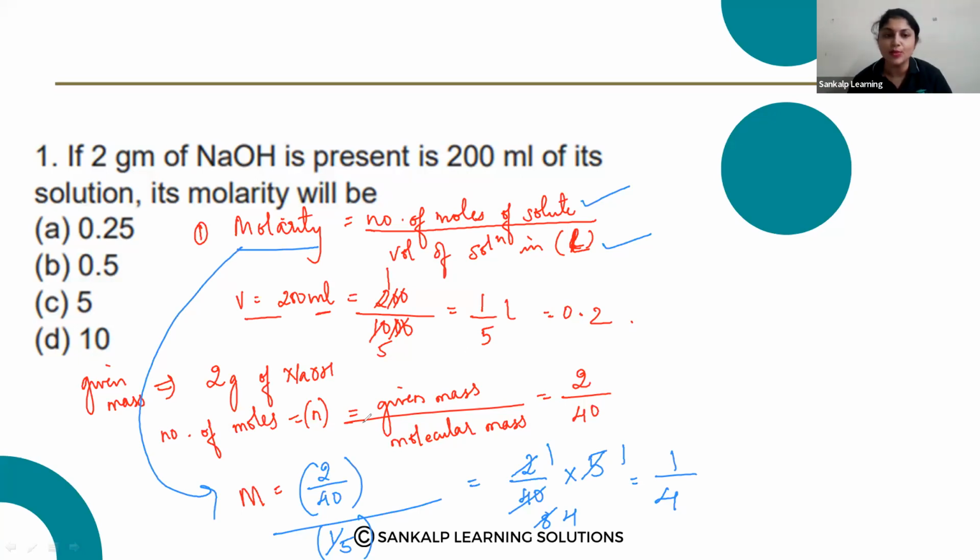It is 0. What is the answer? 1 by 4. Yes, 0.25. So the answer is A. So A is the correct answer.